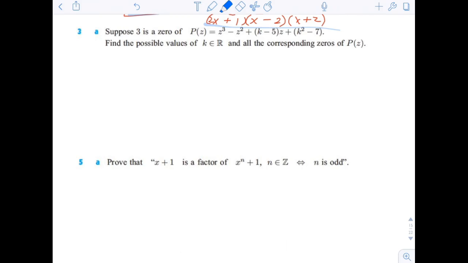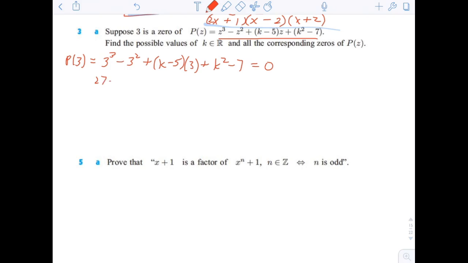3a. Suppose 3 is a 0 of that polynomial. Find the possible values of k and all corresponding zeros of p. Okay, so if we know that 3 is a 0 of this polynomial, if we plug in 3, then it should give us 0. So p of 3 is equal to 3 cubed minus 3 squared plus k minus 5 times 3 plus k squared minus 7. That should equal 0.